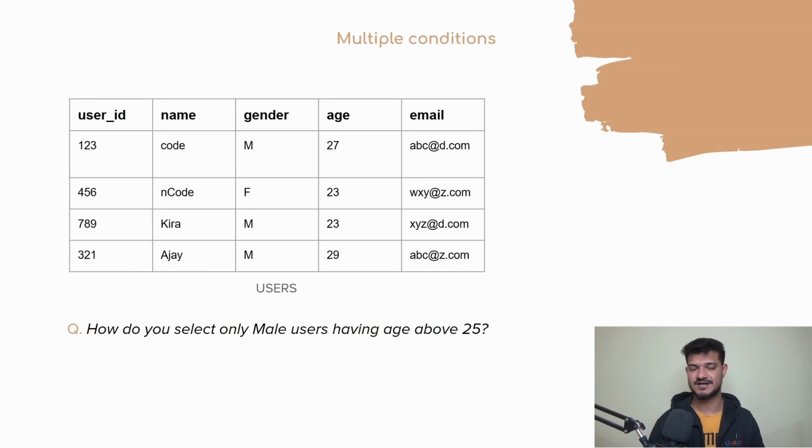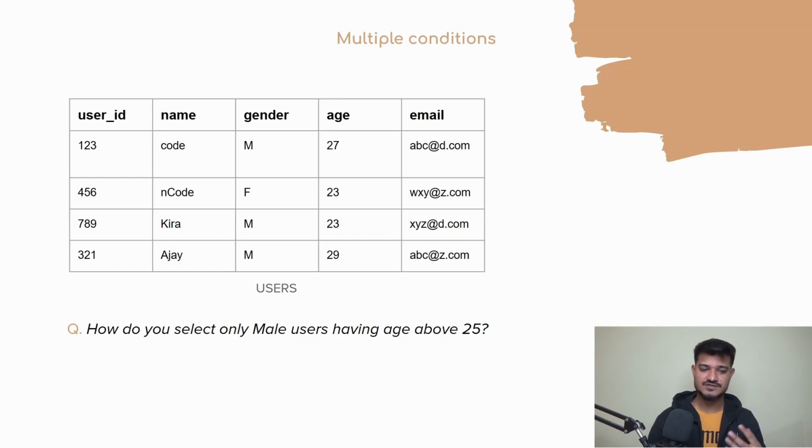For example, this problem that you see here. How do you select only male users having age above 25, right? So only male users having age above 25. How do you do that? We now have two conditions. So when you have multiple conditions, you need to of course combine them. How do you combine them? Using the and or or operator.